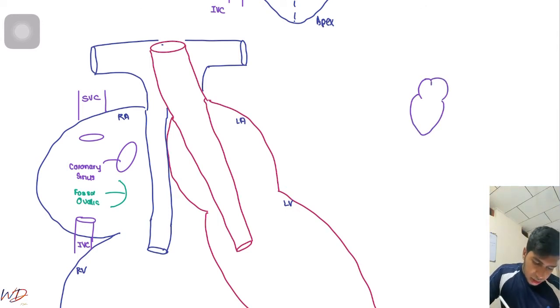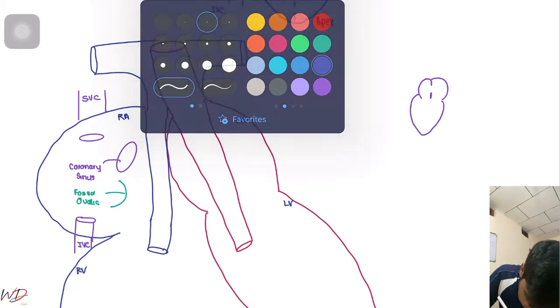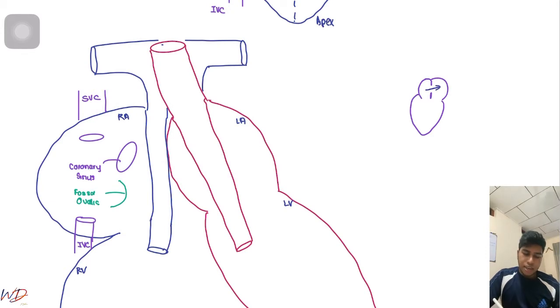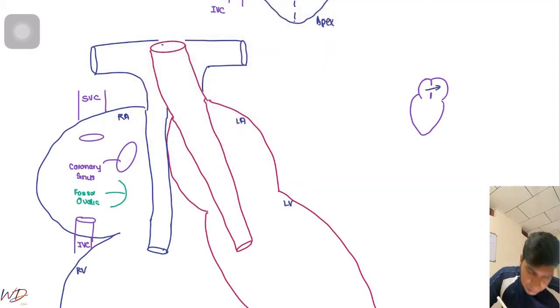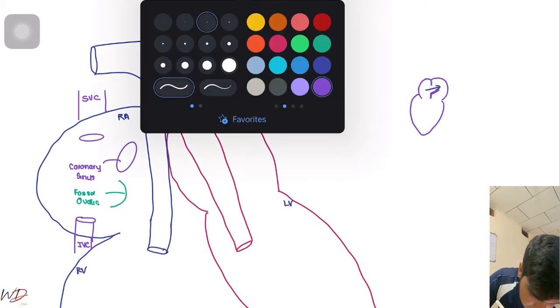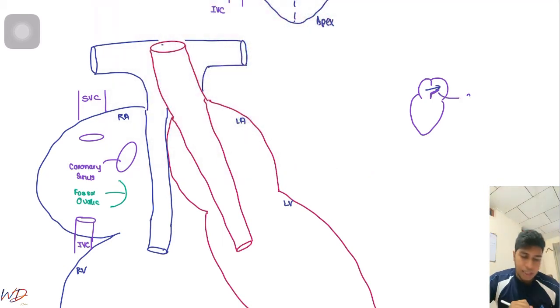Now, during our fetal life, this is the heart, there was a gap between the atria of the right side and the left side. So, blood used to mix. Why? Because of this opening. And the reason for that is there was an opening like this.